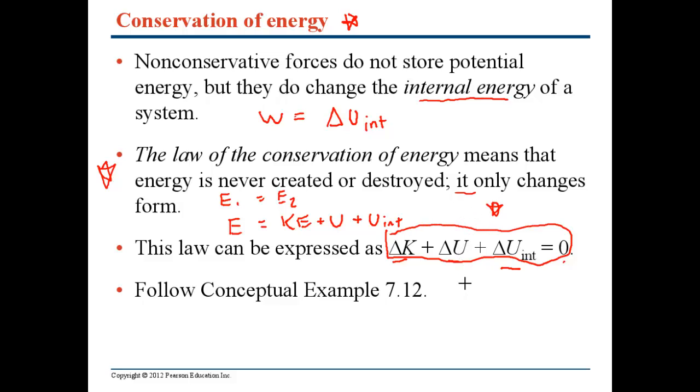You might be saying to yourself, well, what is this internal energy of the system? Most of the time, if we're talking about friction, then we're talking about heat. We're talking about thermal energy. So the work that was done by friction goes into thermal energy. So that's what this delta U is most likely going to be.